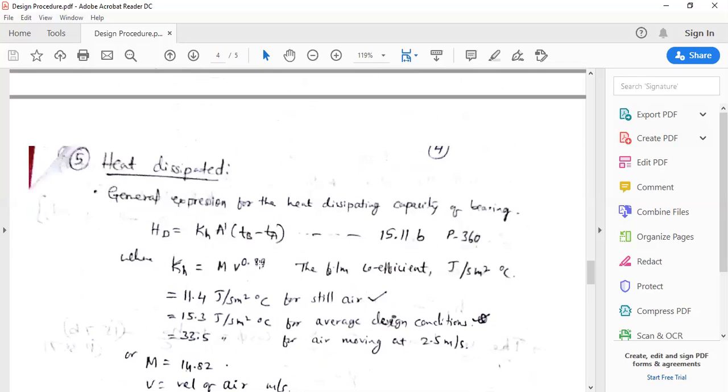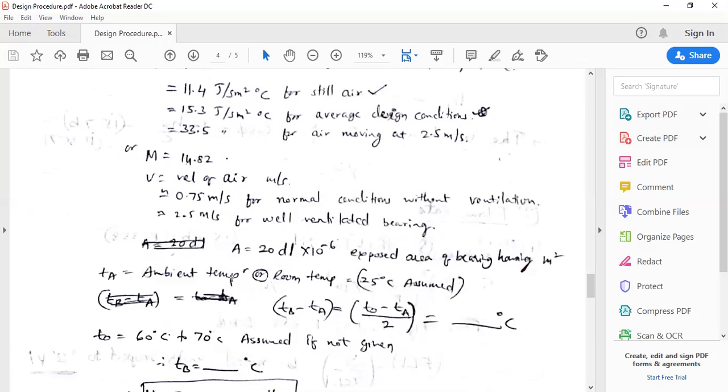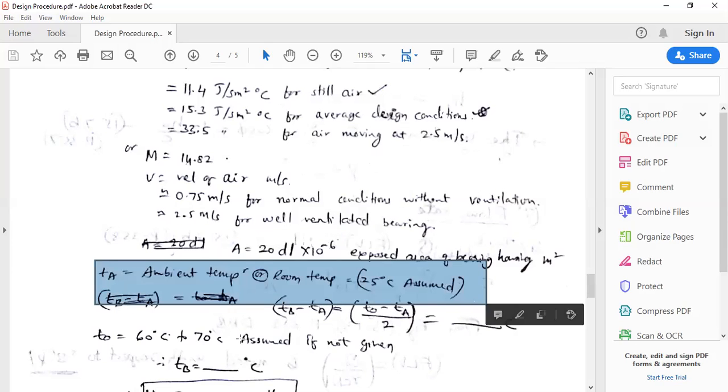And the area, KH into A dash. A dash is the exposed area of bearing. So that is 20 into dl into 10 raised to minus 6, which is in meter square. 10 raised to minus 6 is the conversion factor, and TA is the ambient temperature or room temperature, which is assumed here as 25 degrees centigrade.